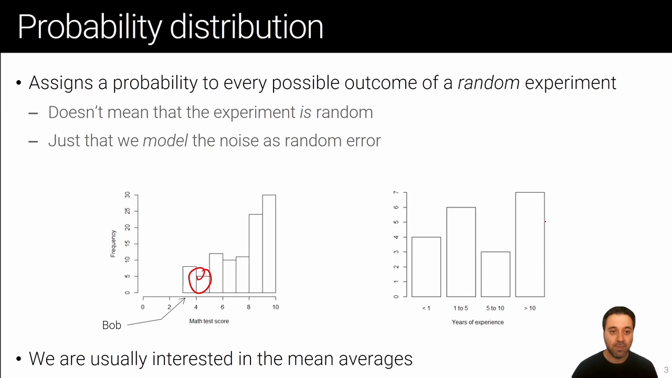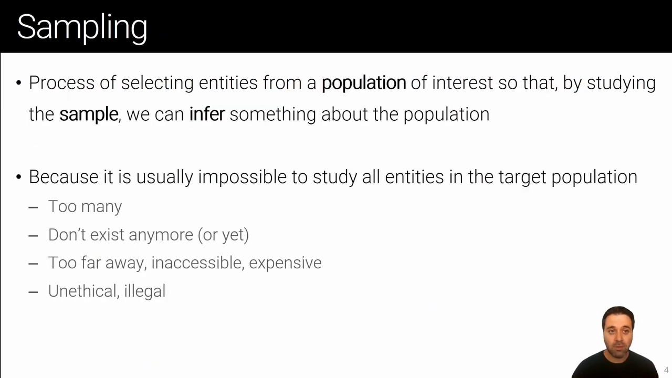We'll talk about it. And so when we talk about distributions and populations, we need to talk about sampling. Sampling is just the process of selecting certain entities from a population such that by studying the sample, we can infer something about that population. Now, let's imagine that we want to measure something about all people in the country.